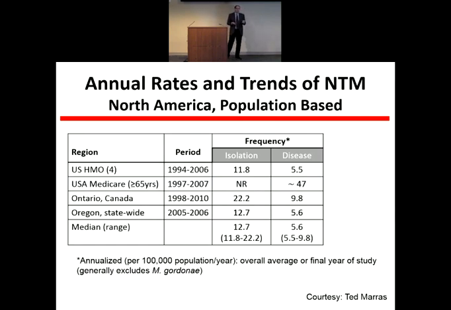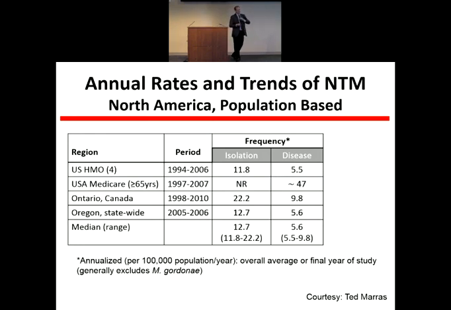So how do we put this into context? Well, most of us think maybe we should compare it to TB, which is, I'll show you in a moment, about 3 to 4 per 100,000. So the rate of disease by NTM in these various populations is almost twice that of TB in Canada and the United States. So this is a significant disease that has now eclipsed TB as the most common mycobacterial disease.